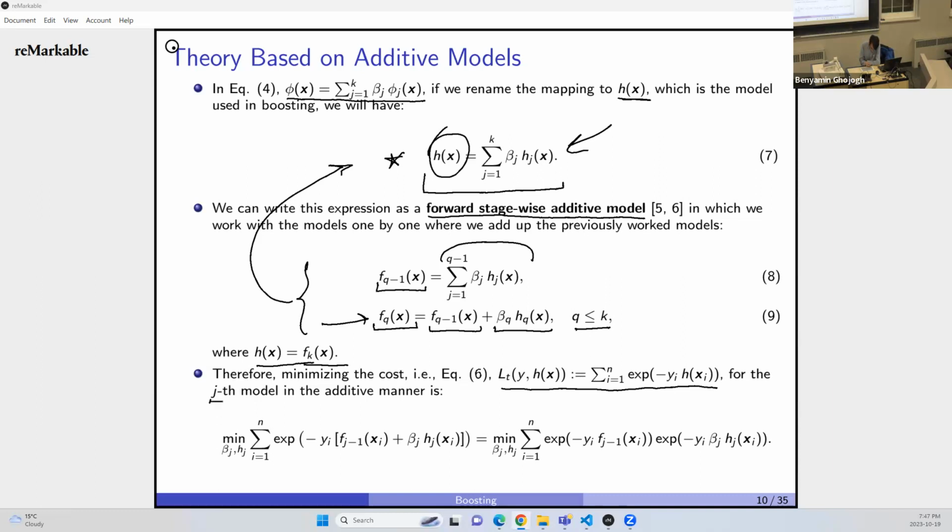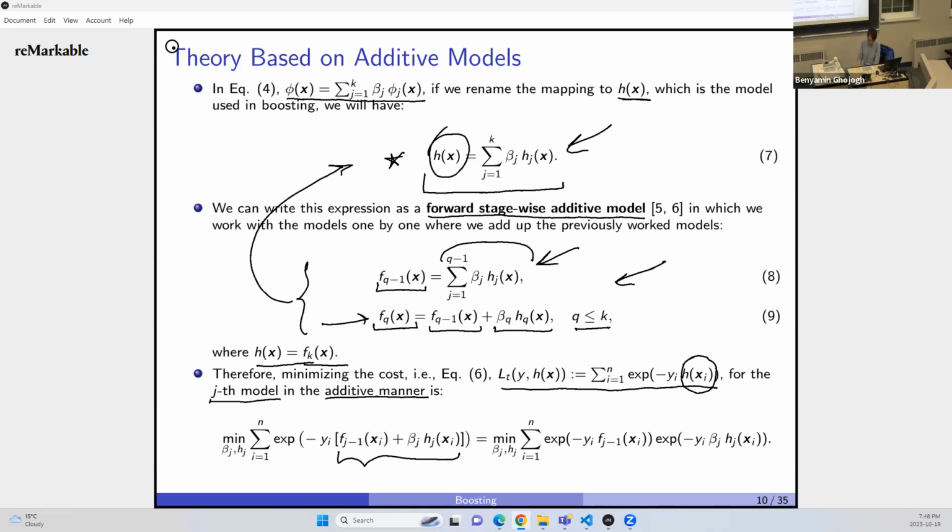For the jth model, is it in an additive manner? So let's see. What am I doing? Rather than h(xi), I wrote it as this additive model which we discussed, right? So it becomes F_{j-1}(xi) plus beta_j h_j(xi), and F is defined like this in equation 8. Agreed? Please focus, because if you miss one step, you might get lost.